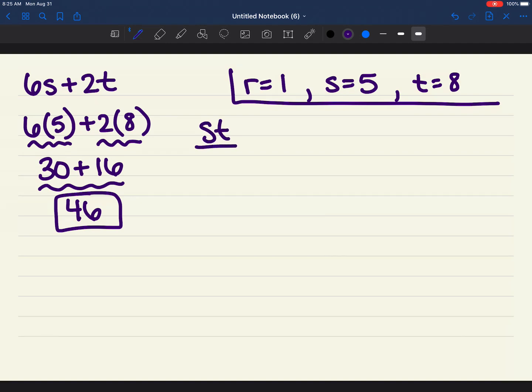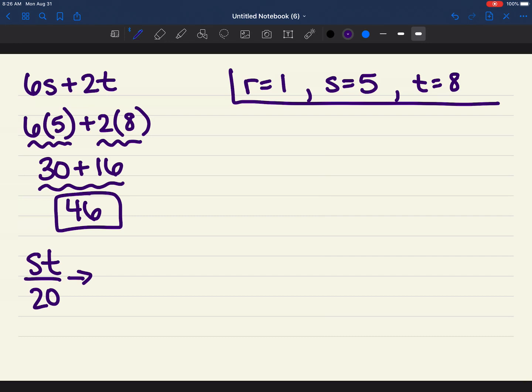Okay, let's look at ST over 20. Sorry, I'm going to move this down here. All right, let's look at ST over 20. Okay, so first thing I'm going to do is substitute. All right, Brody, can you tell me what I would substitute for S and T?